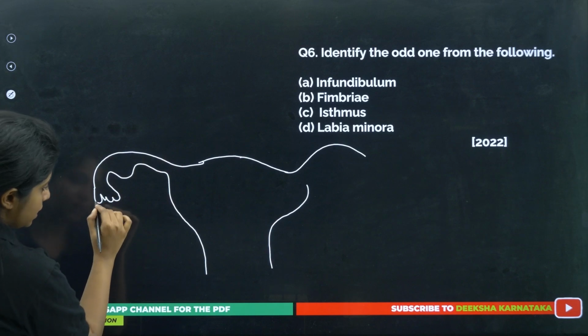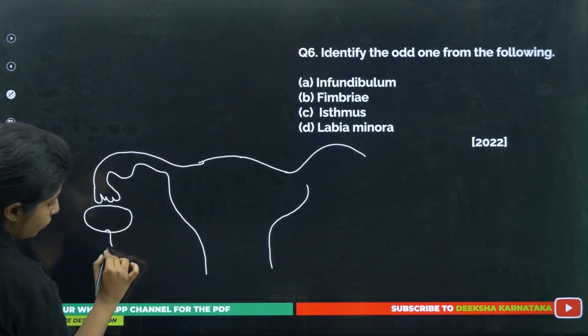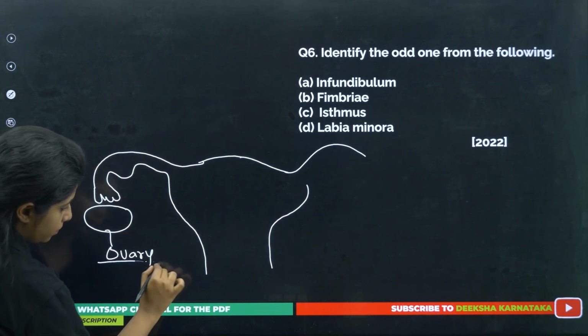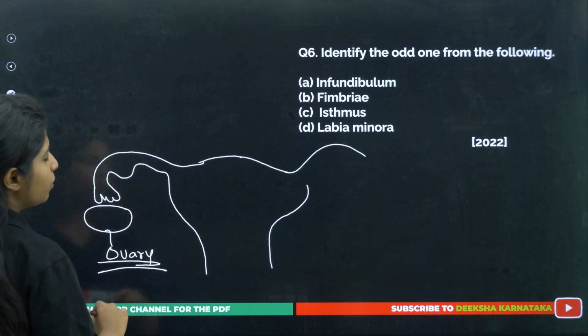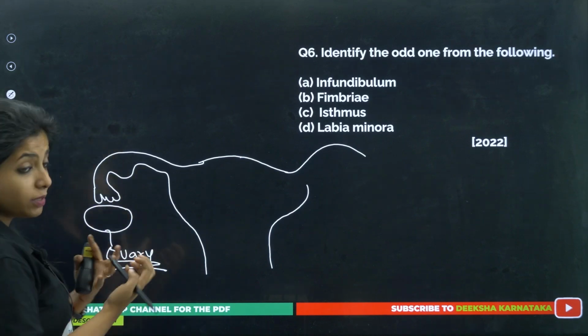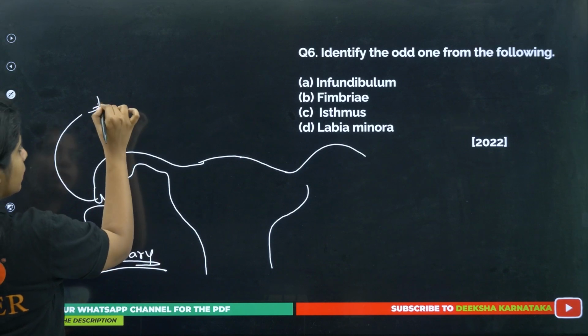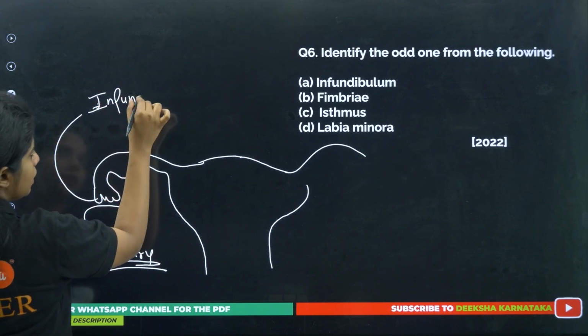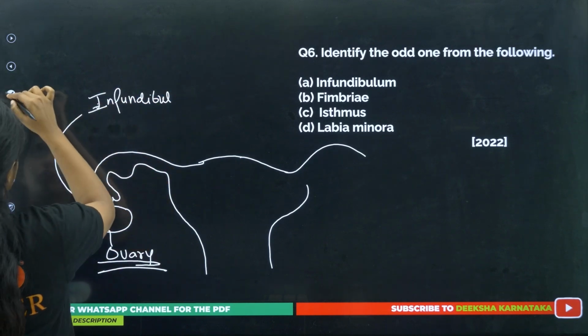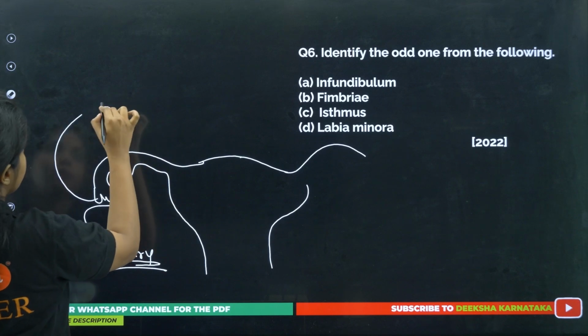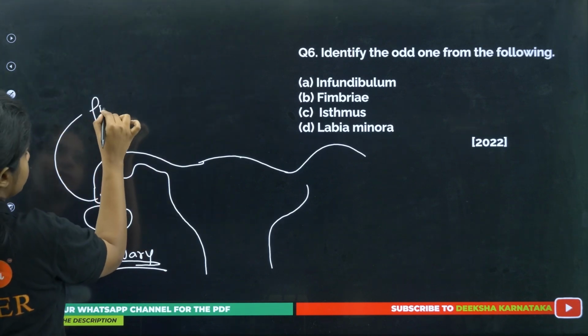So this is your ovary, where the ovum is being released, or basically the secondary oocyte is being released. Now there should be someone to collect it, and for that you have finger-like projections which you call fimbriae.